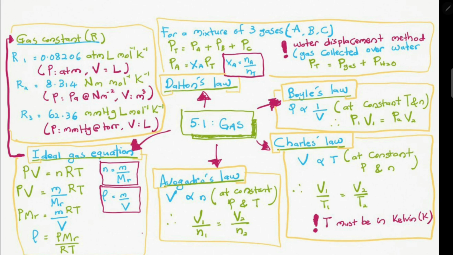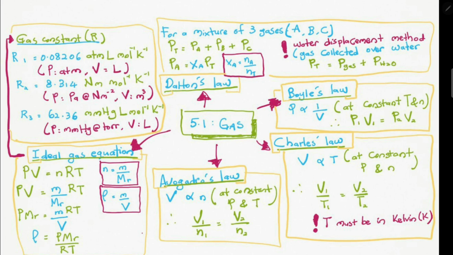mole fraction of A times P total. XA is the mole fraction. Mole fraction means the number of moles of A over the total number of moles. If the question asks you to calculate the mole fraction, we can use this formula. Or if we want to calculate the partial pressure and we have the number of moles of each gas, we can use this formula.